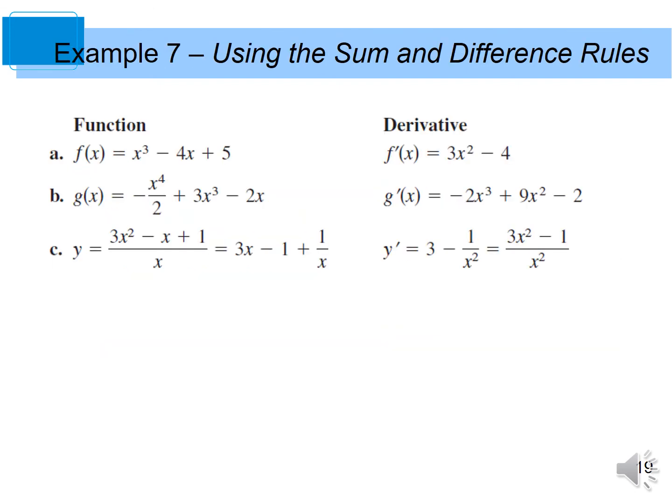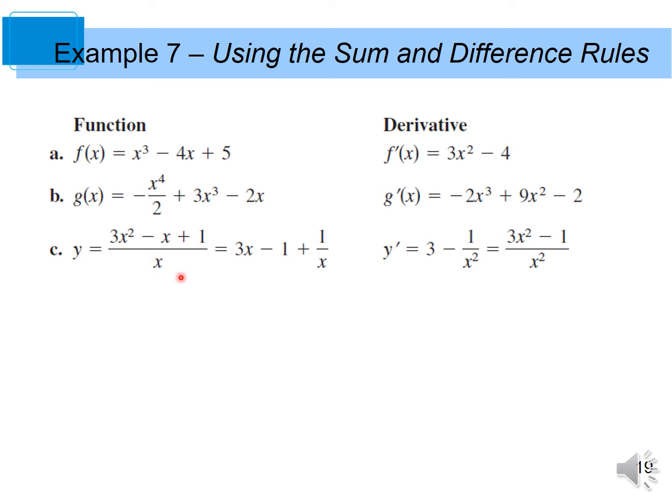Look at this example. We have f(x) equal to x cubed minus 4x plus 5. The derivative of this function is f'(x) equal to 3x squared minus 4, where we differentiate the x cubed using the power rule, and differentiate the negative 4x using the constant multiple rule. And we differentiate the 5, we use the constant rule. And look at part c.